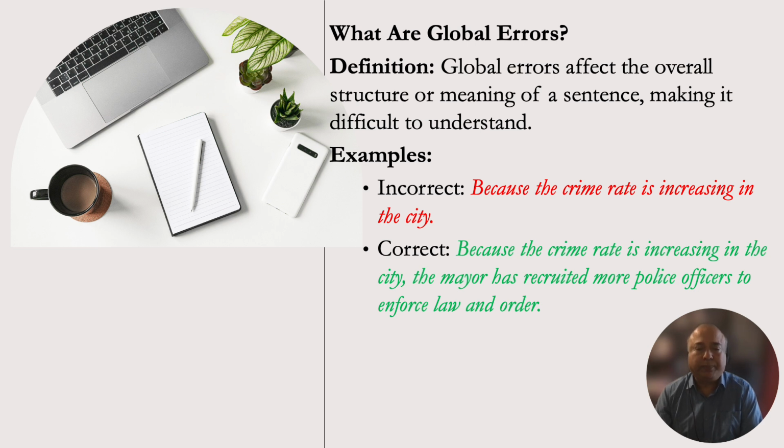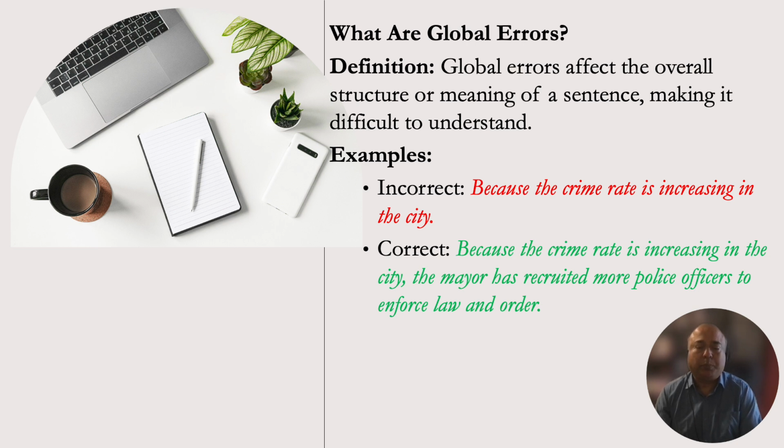Global errors actually affect the meaning that the writer wants to convey to the reader. They're hard for the reader to understand. For example, "Because the crime rate is increasing in the city." Period. The reader is confused, like, tell me more, what happens? So the sentence is incomplete. Therefore, it's a global error. How do we correct this incorrect sentence? By adding, "the mayor has recruited more police officers to enforce law and order." Now it's a complete thought.